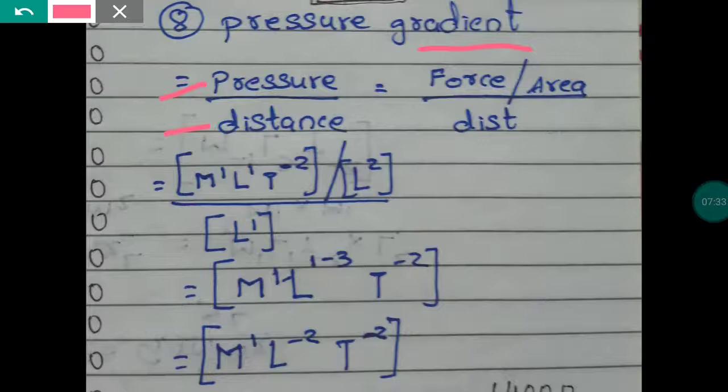Now again, if you do not know the dimensions of pressure, you can find them out, as pressure equals force upon area. Force upon area upon distance. Now the dimensions of force, you must be remembering: M1 L1 T minus 2, the dimensions of area are L2 and the dimensions of distance are L1. Just go for the solution of this, and finally what you get is the answer. Okay, this was question number 8.